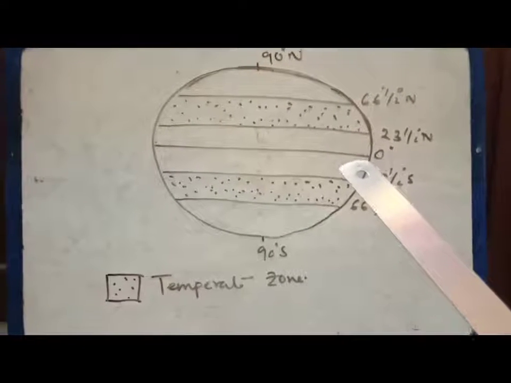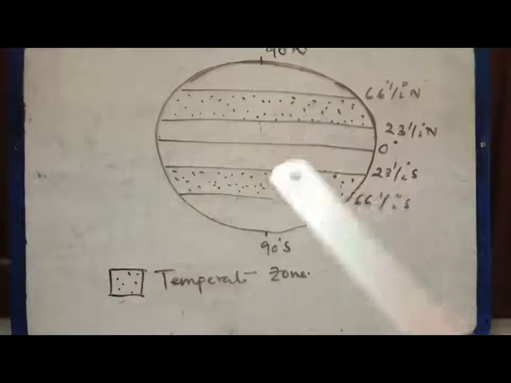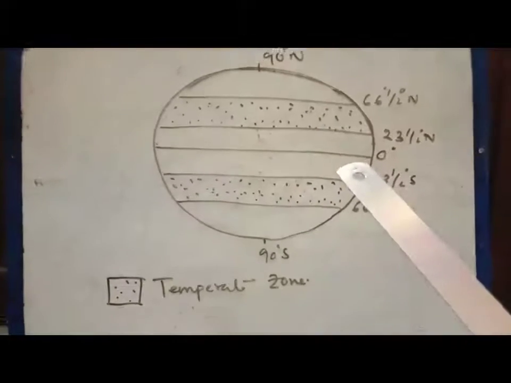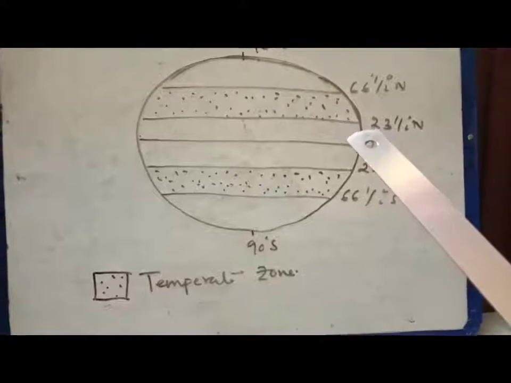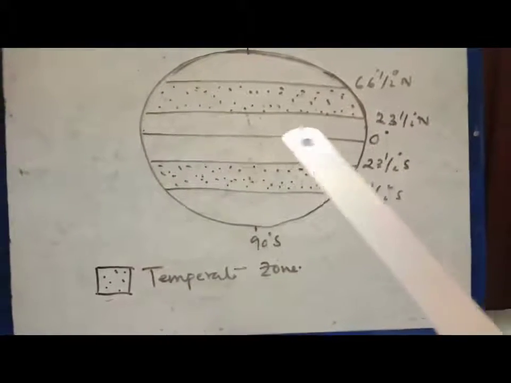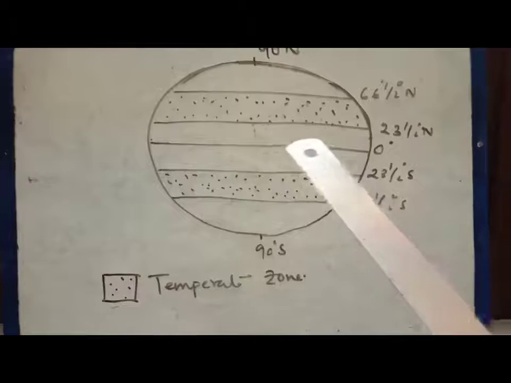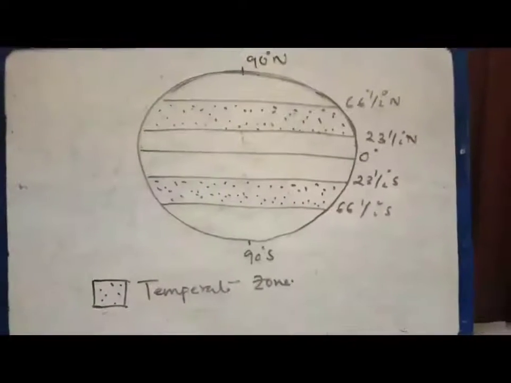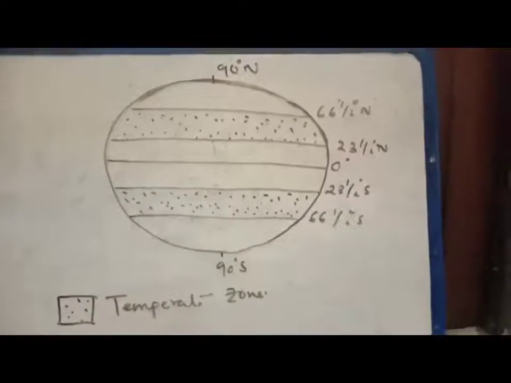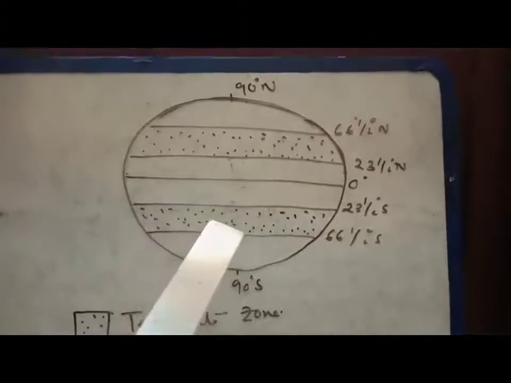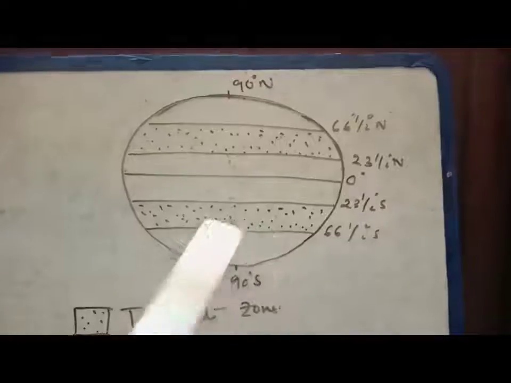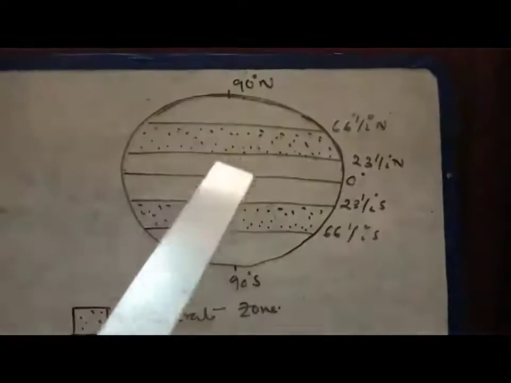The equator divides the earth into two equal halves, the northern hemisphere and the southern hemisphere. Now 0 degree, and you can see 23.5 degree north and 23.5 degree south. You know this place is called the hot zone or the torrid zone. Here I have drawn this mark, and here also, and here also.